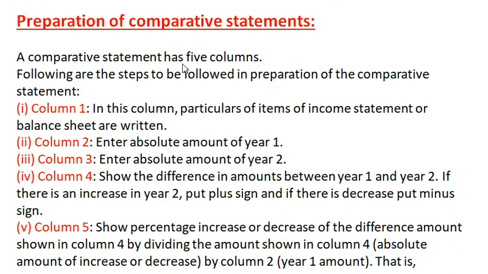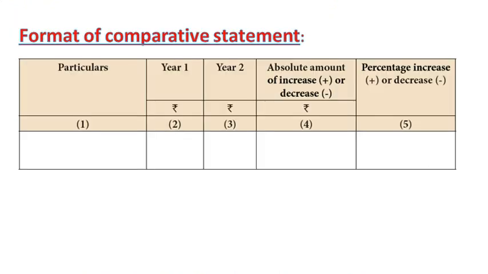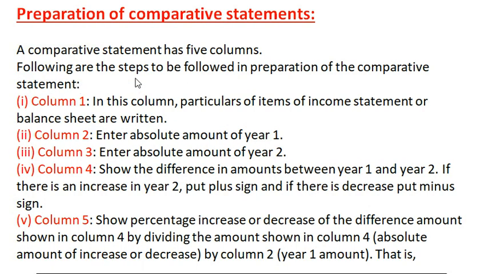A comparative statement has 5 columns. As you can see, this is the format of comparative statement. Here, the comparative statement consists of 5 columns. Following are the steps to be followed in preparation of the comparative statement. Column 1 should contain particulars of items of the income statement or balance sheet or return. In columns 2 and 3, we have to enter the absolute amounts of year 1 and year 2.